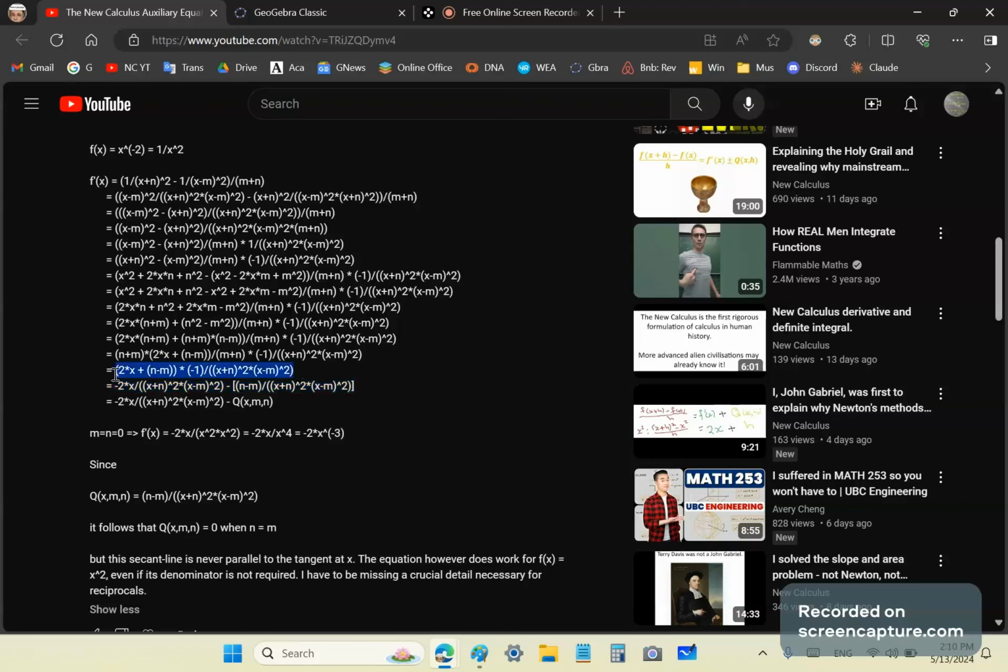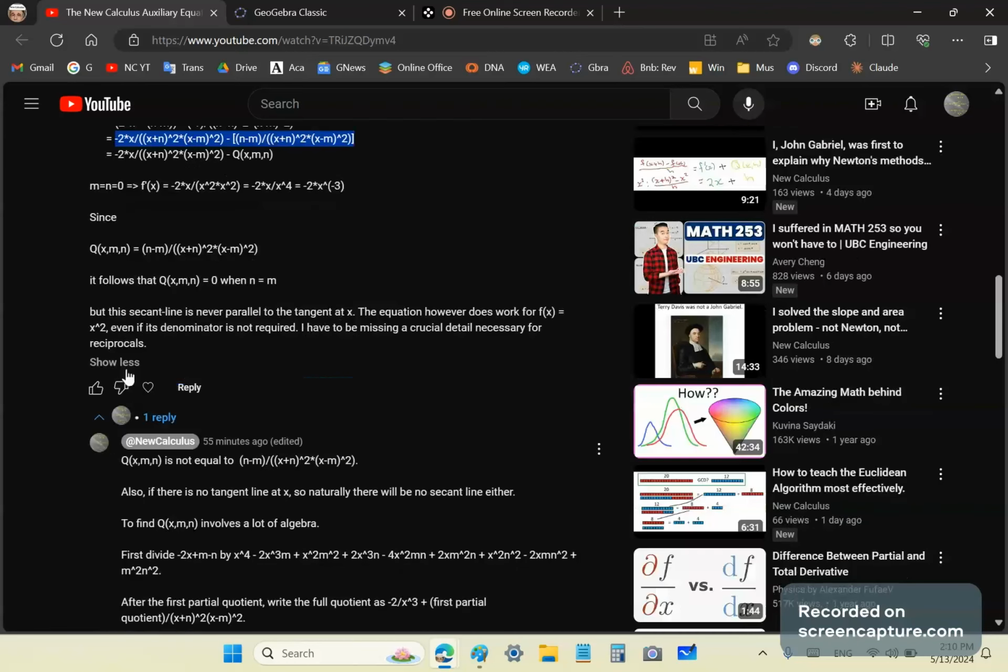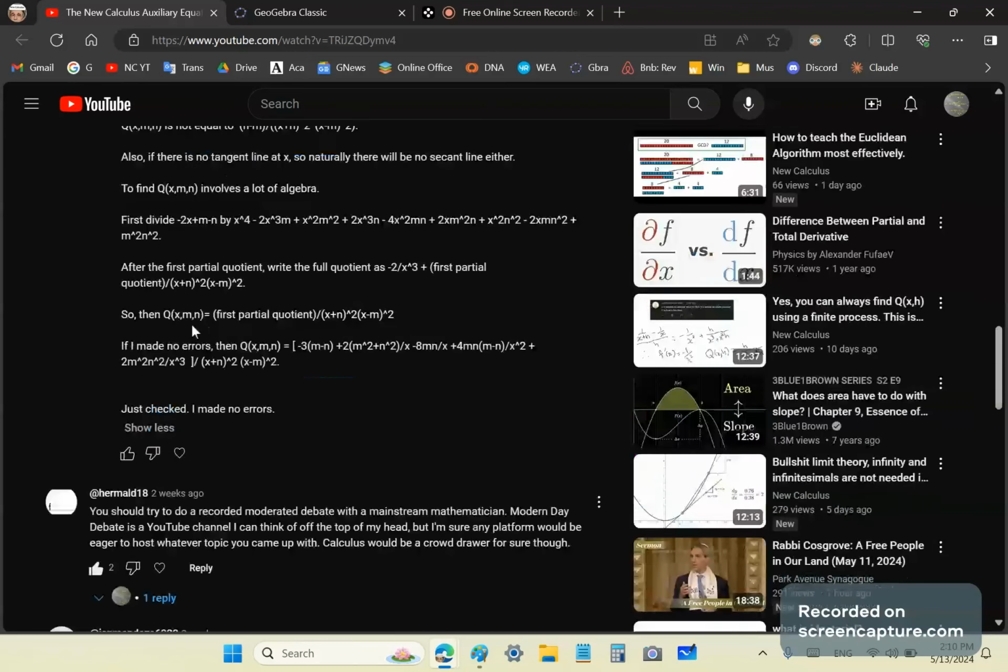But then when he does this, that's incorrect, because in the new calculus you cannot assume that you found the derivative if you still have n or m in the expression. It must be completely free of x and m, okay? In order to do that, it's quite a process, quite a lot of algebra. So I'll show you the algebra now.